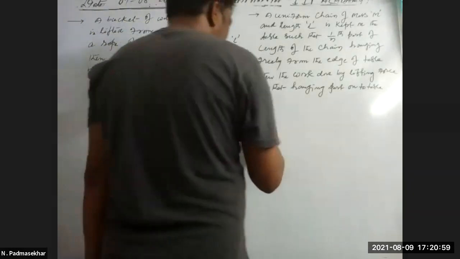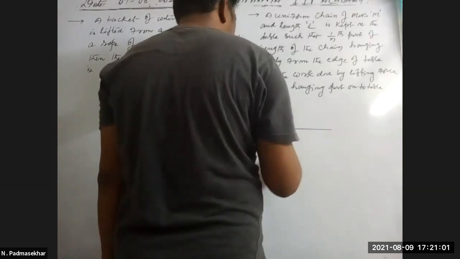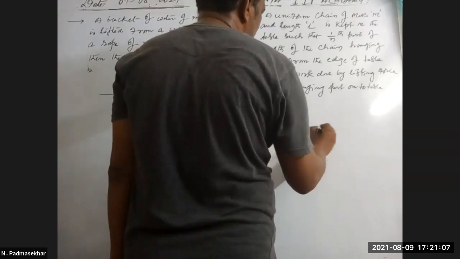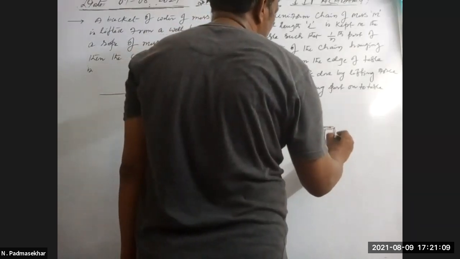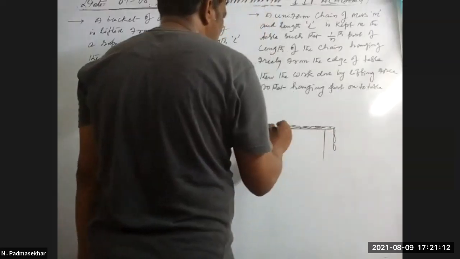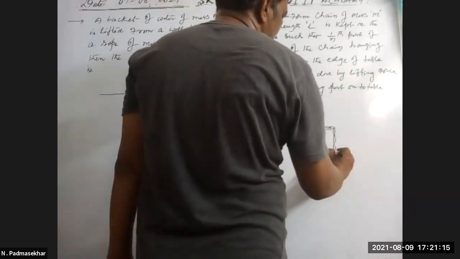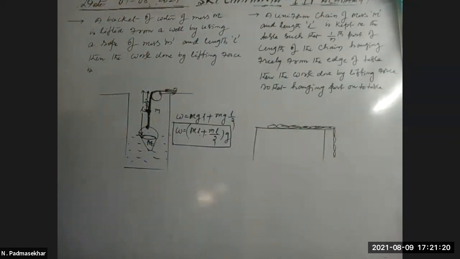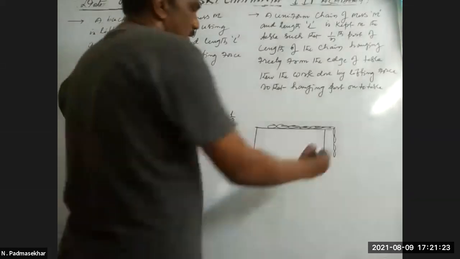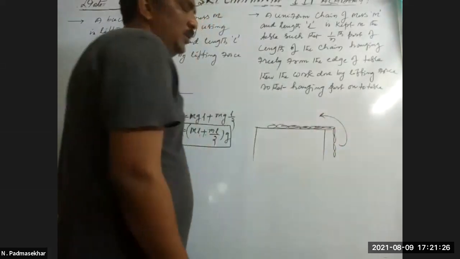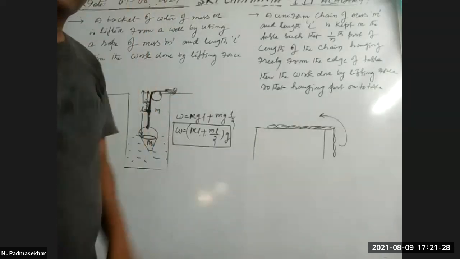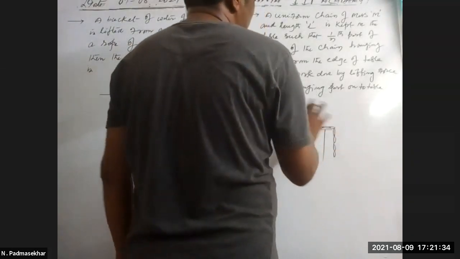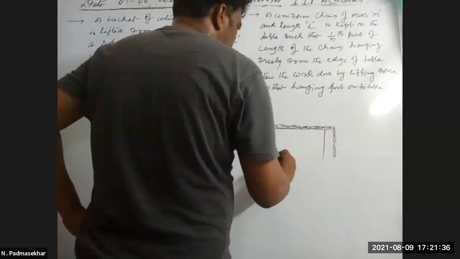అంటే ఇక్కడ టేబుల్ ఉంది. This is the table. Table is there. A uniform chain of length L is kept such that 1 by nth part of the chain is hanging from the table. Table నుంచి ఒక edge నుంచి ఫ్రీగా హ్యాంగ్ అవుతుంది. సో దీన్ని పైకి తీసుకురావాలంటే how much work you have. ఆ హ్యాంగింగ్ పార్ట్ ని పైకి తీసుకురావాలంటే నువ్వు ఎంత వర్క్ చేయాలి అంటే చూద్దాం. See that.